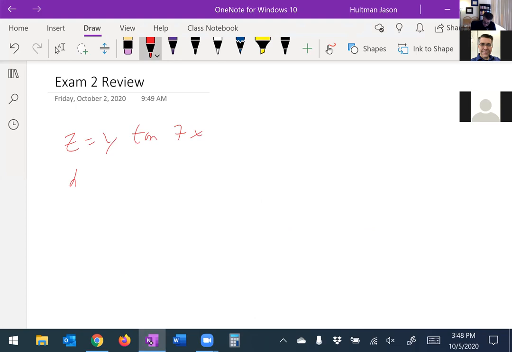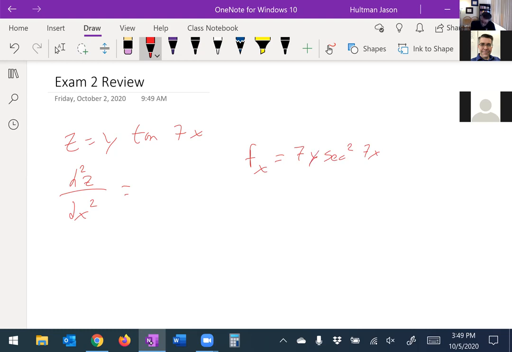So let's do f sub x. What's f sub x of this? Well, this is going to be 7y times the derivative of tangent. The derivative of tangent is secant squared of 7x, right? So that's that guy.